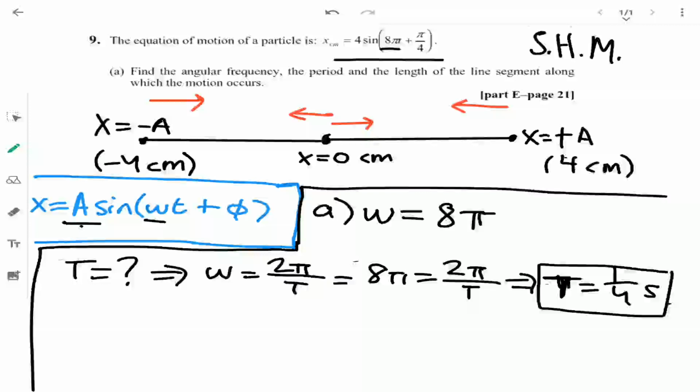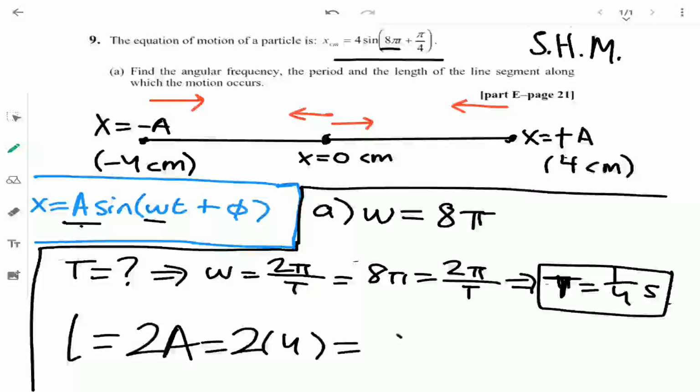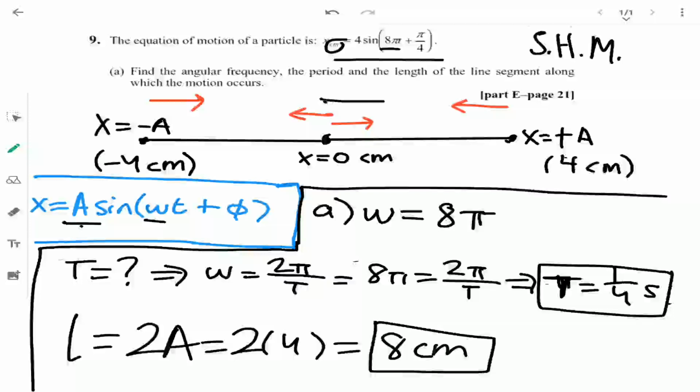And the last part is the length of the line segment along which the motion occurs. So what is length? Let's represent this by L. Now the length is not 4 because it travels this and this. So length is always equal to 2 times the amplitude, which is 2 times 4, because length can't be negative, which is 8, and centimeters because it says centimeters next to x. So because it travels from here and here, it's 4 plus 4. So you get 8 centimeters.